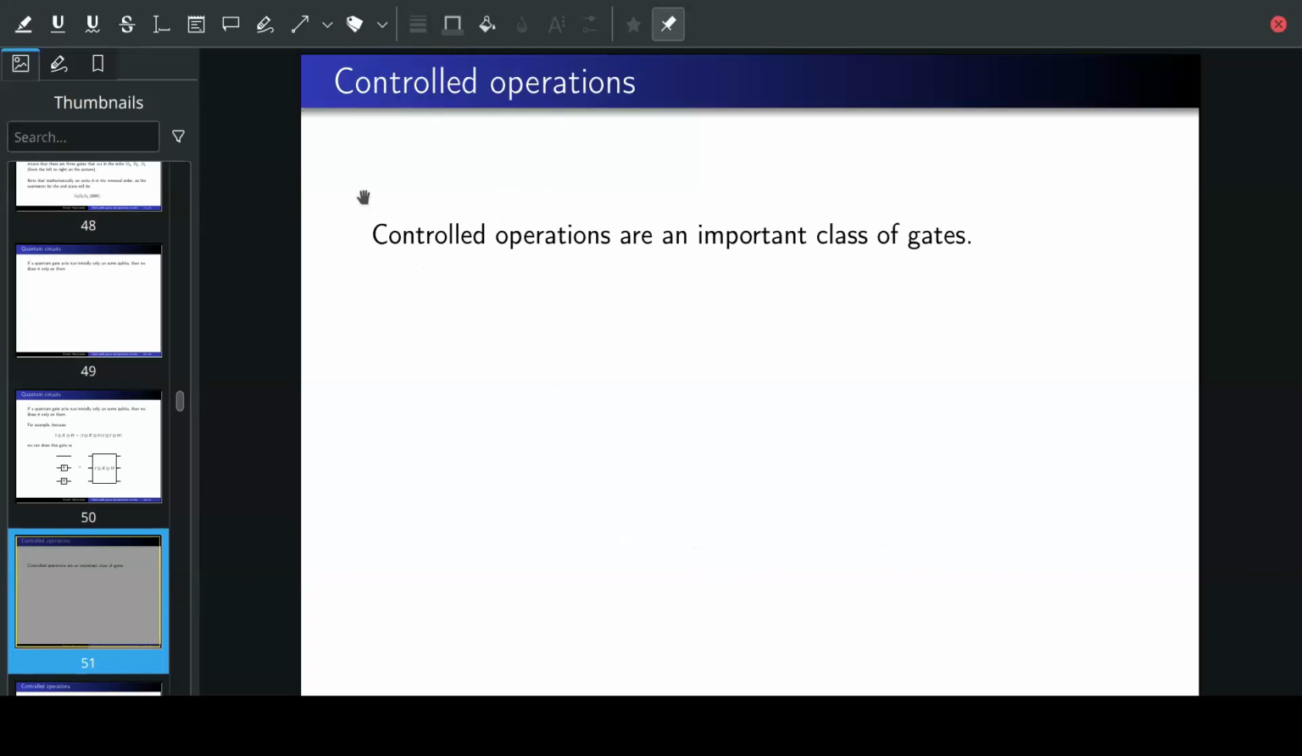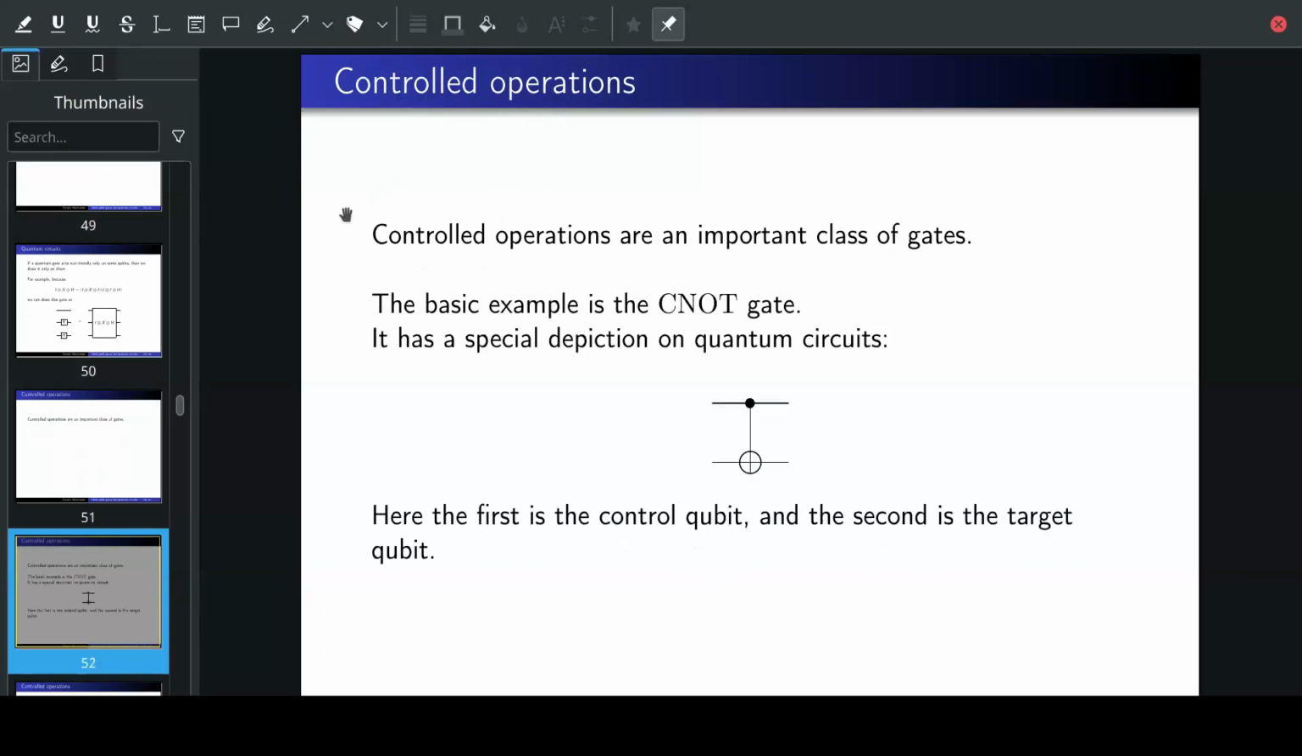Controlled operations are an important class of quantum gates. The basic example, which I already mentioned, is the CNOT gate. And it has a special depiction on quantum circuits like this diagram. So here we have the control qubit. The first is the control qubit, and we denote it by this. And the 2nd qubit is the target qubit, and we denote it by this symbol, and also we draw the connector line.